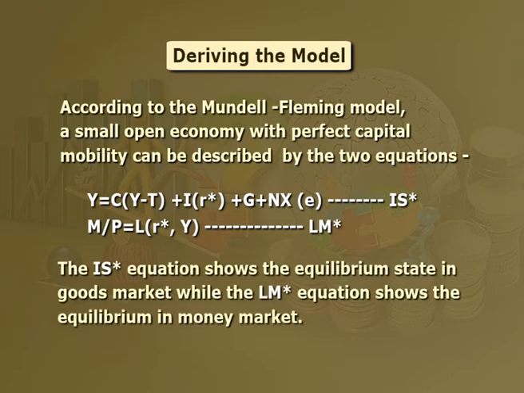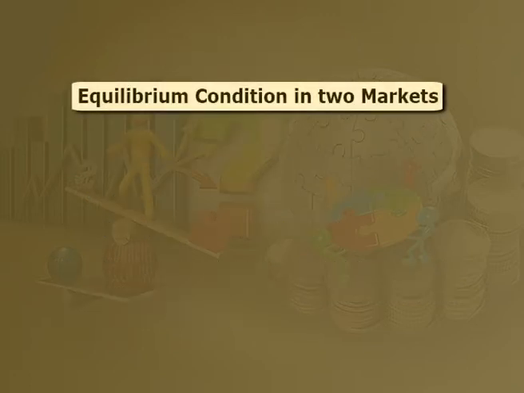The IS star equation shows the equilibrium state in the goods market, while the LM star equation shows the equilibrium in the money market. In these equations, some variables are exogenous and some are endogenous. G, M, P and the world interest rate, which is R star, are exogenous variables, while variables like Y and small e are endogenous variables. Now, let us look at the equilibrium condition in the two markets.